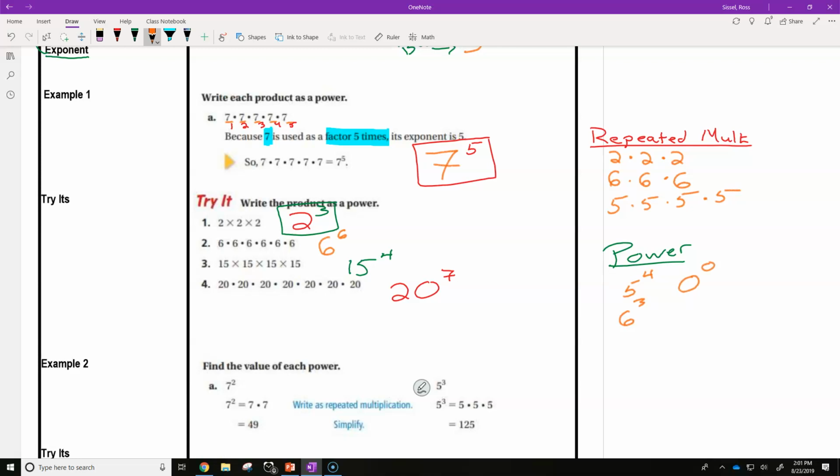Ooh, I'm going to change this one. You brought up something amazing that we're not even to yet. Special one. That's a 0. 5 to the 0 power. What is it worth?